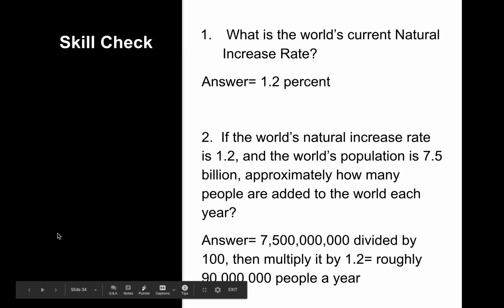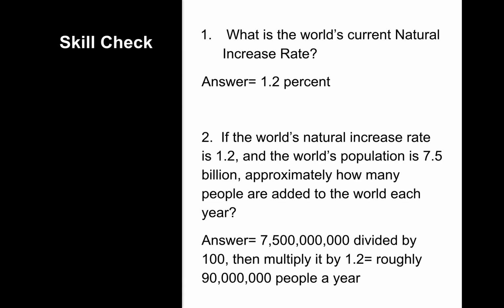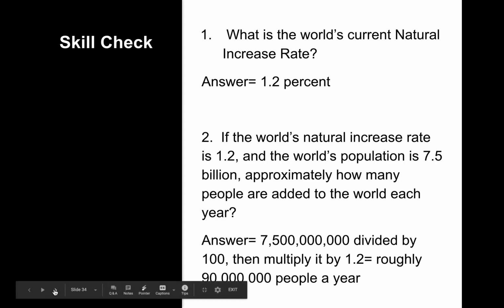Okay, and the answer we didn't talk about in those last notes, but in the answer, what it tells you is if you have, let's say, 7.5 billion people, and you divide by 100, and the natural increase rate is 1.2, they'll add roughly 90 million people this year. So again, we add about 90 million people to the world this year.